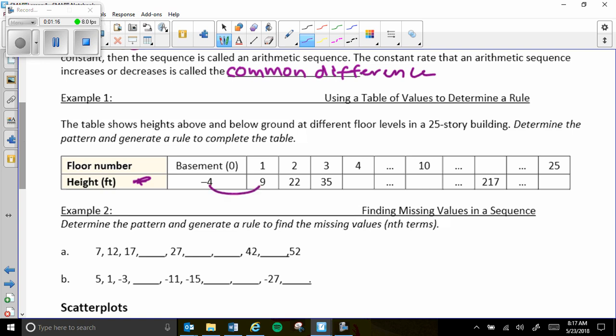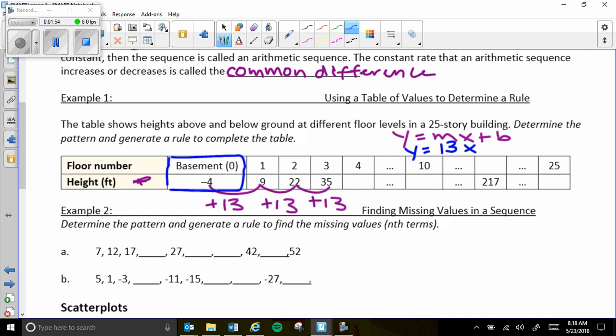So to get from -4 to 9, we add 13. To get from 9 to 22, we add 13. To get from 22 to 35, we add 13. Okay, so it looks like we have a common difference here. And we're going to set this problem up like a slope-intercept form. So each time we increased, my constant rate was 13, which is going to be our slope. And then I need to look at this point right here, which tells me my y-intercept. If x is 0, y is -4.